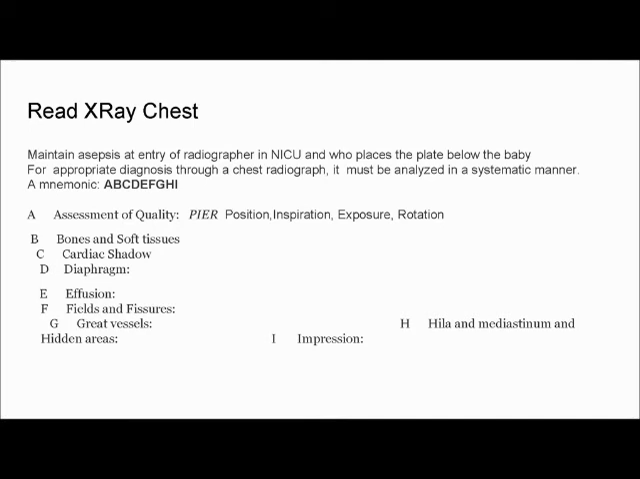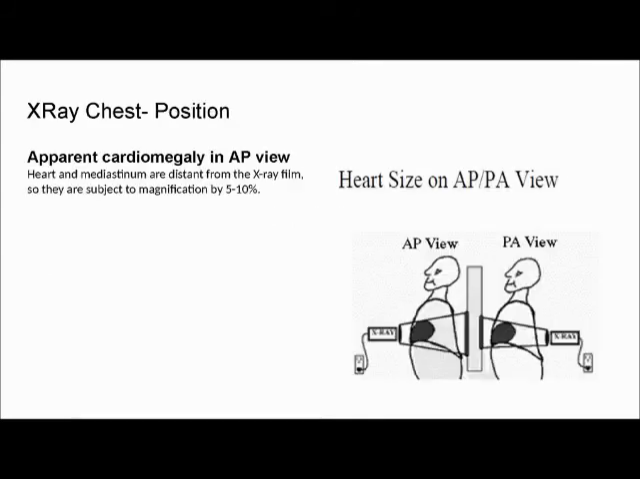Let us discuss how to read X-ray chest. First of all, we should maintain asepsis when the radiographer enters the NICU, and we should advise him regarding asepsis precautions. For appropriate diagnosis through chest radiograph, it must be analyzed in a systematic manner, in mnemonic ABCDEFGHI you can remember. Assessment of quality should be in position, inspiration, exposure, and rotation, then bone and soft tissue, cardiac shadow, then diaphragm and effusion, fields and fissures, great vessels, and mediastinum and median area, and then finally we should make an impression.